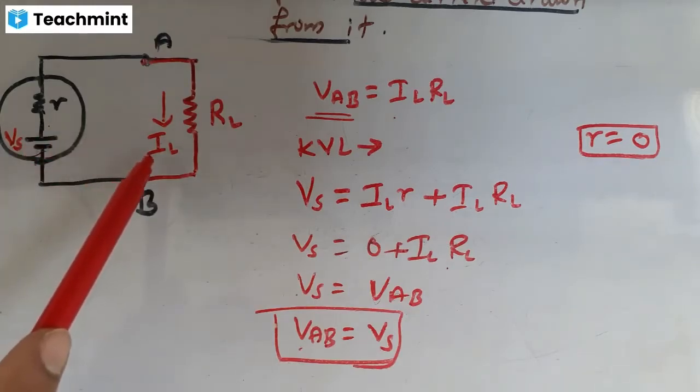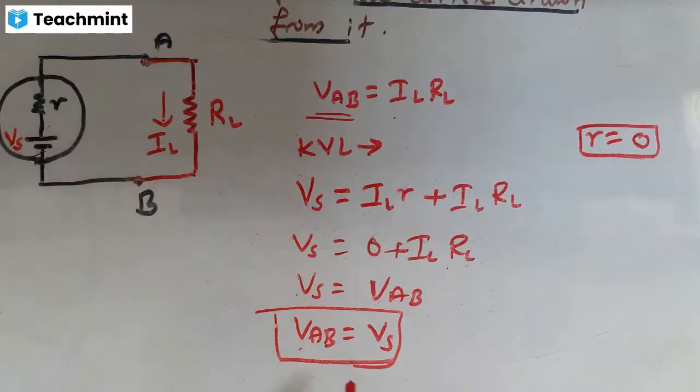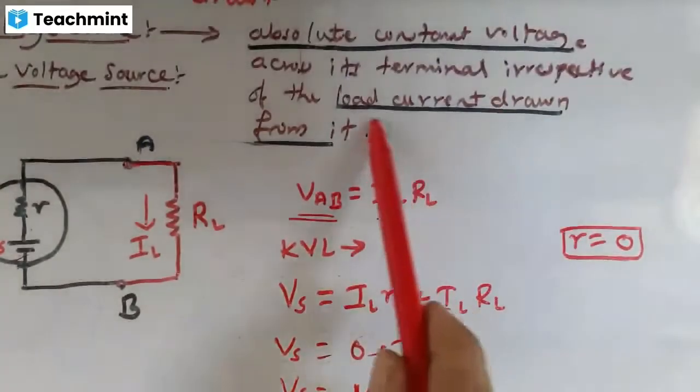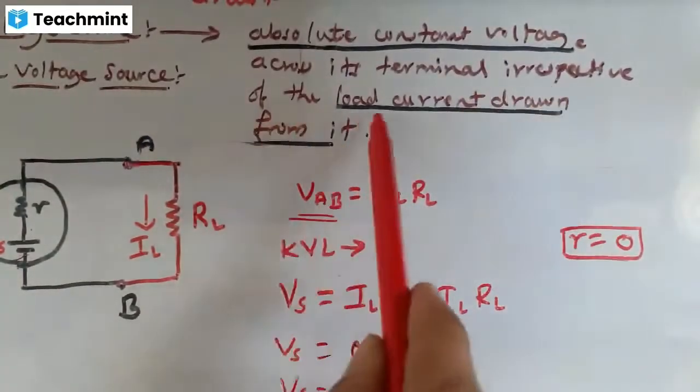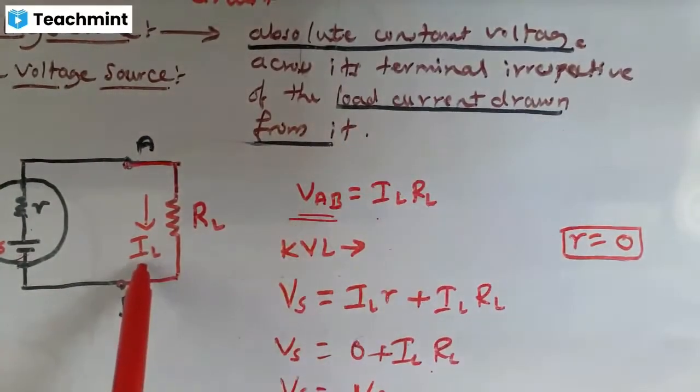Whatever current you draw, VAB is not going to change. Why? You can see this equation. VAB is only depending upon Vs. It is not depending upon the IL value. Okay, whatever current you draw, that's what the definition is saying. Irrespective of the load current drawn. Load current is this one.